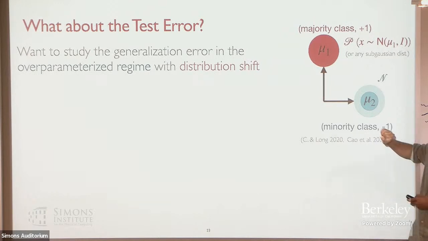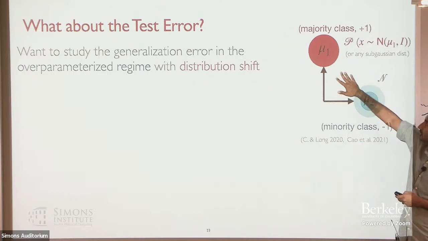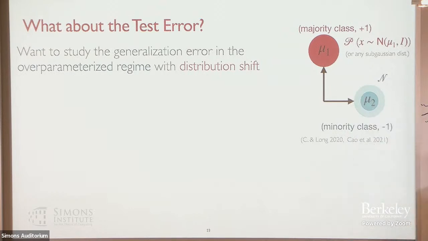So you have a majority class, let's say, associated with labels +1. The features for this majority class are drawn from a normal with mean mu1 and variance identity. This can be relaxed to sub-Gaussian distributions, but for this talk, let's just think of the class conditionals being normal. And then you have a minority class with labels -1, and features drawn from a normal with mean mu2 and covariance identity.